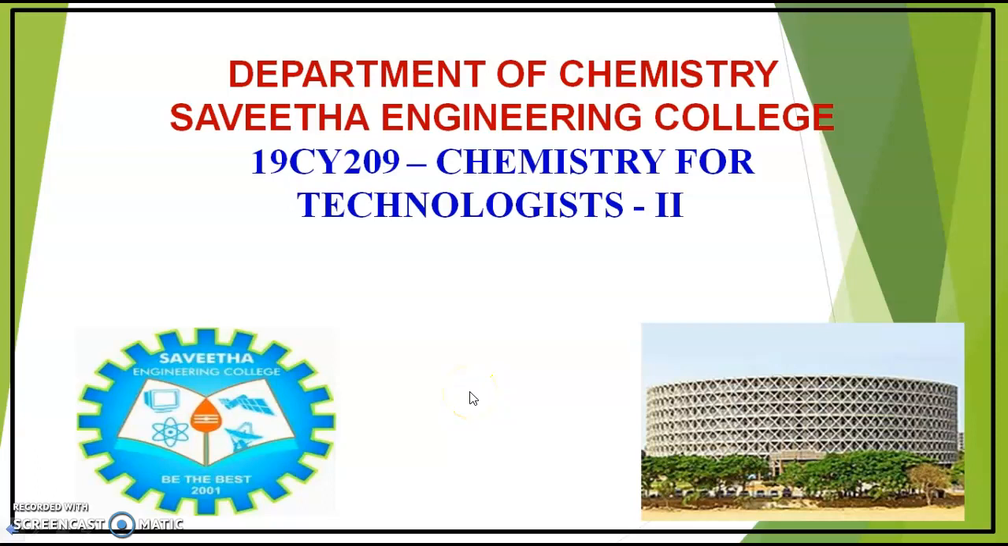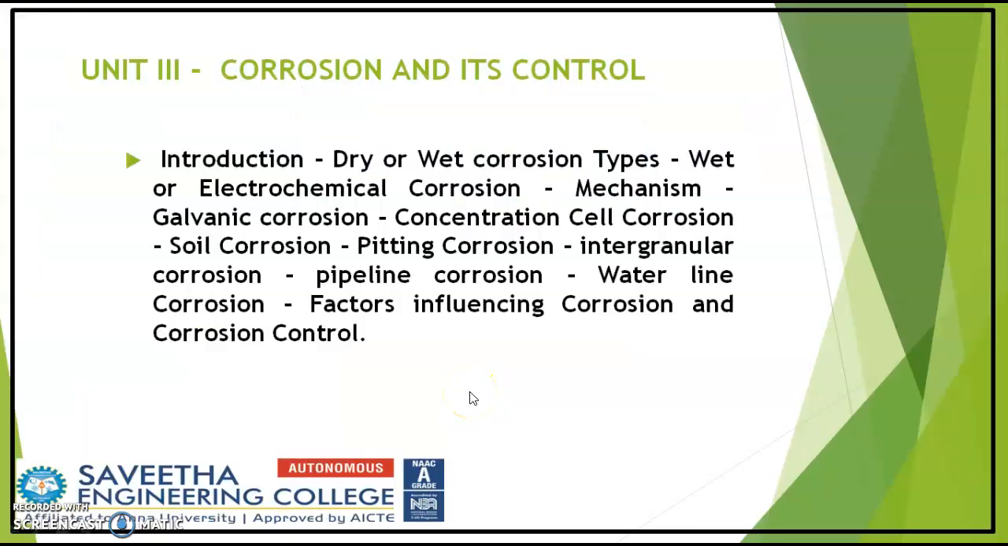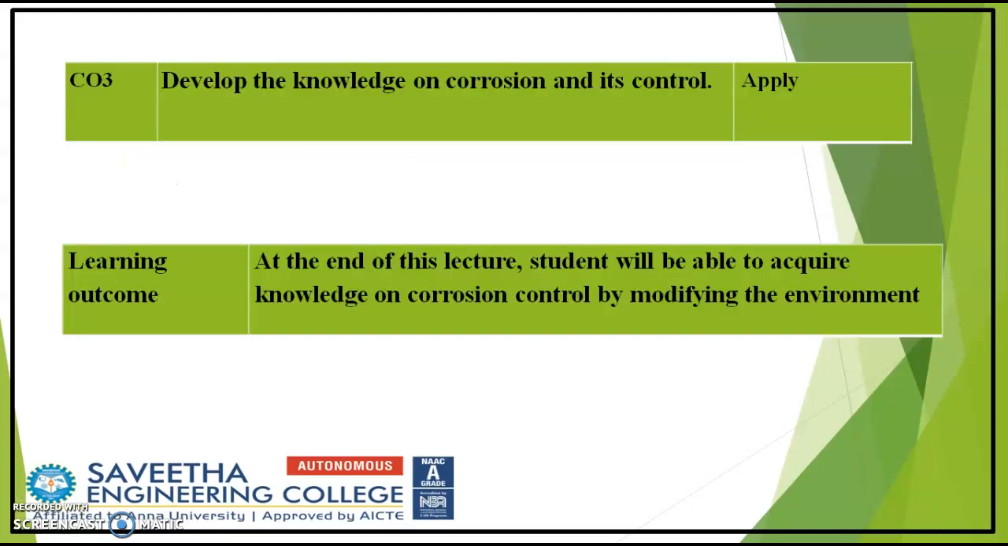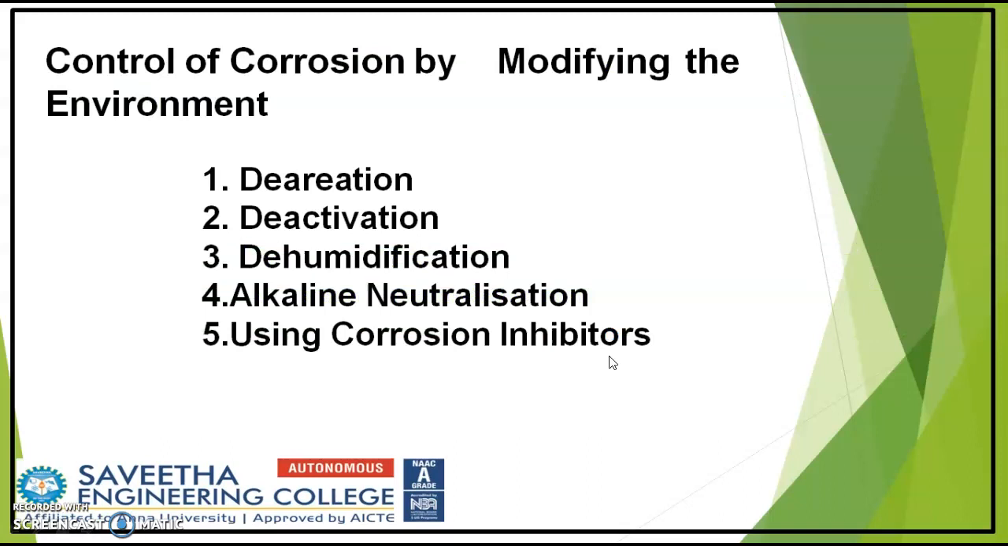Hi students, in today's lecture we are going to discuss corrosion control by modifying the environment. In the previous lecture we discussed corrosion control by modifying the metal, and in today's lecture we are discussing how we can control corrosion by modifying the environment. So here there are some types: deaeration, deactivation, dehumidification and alkaline neutralization, and using corrosion inhibitors. We will discuss them one by one.